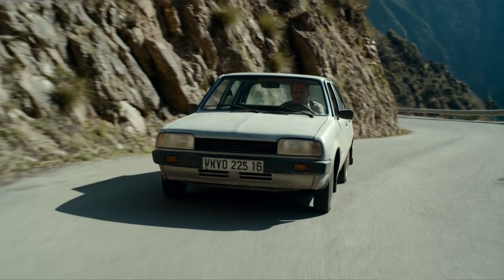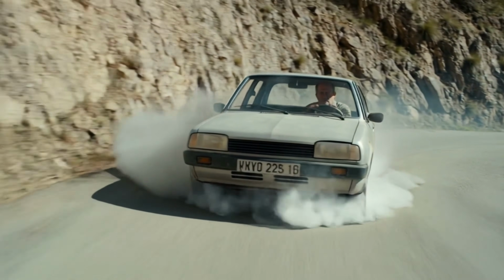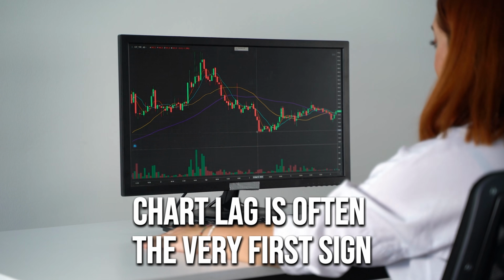Think of it like driving a 4-cylinder car up a steep mountain. On flat roads, everything feels perfectly fine, but once the hill starts, the engine begins to struggle. Volatility is that hill for trading computers. Chart lag is often the very first sign. So what should traders actually do about this problem?